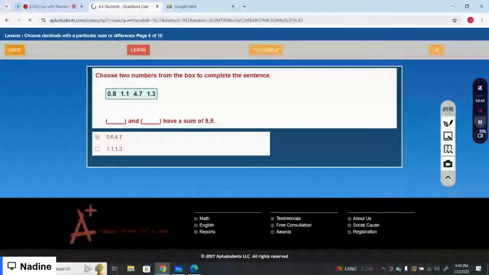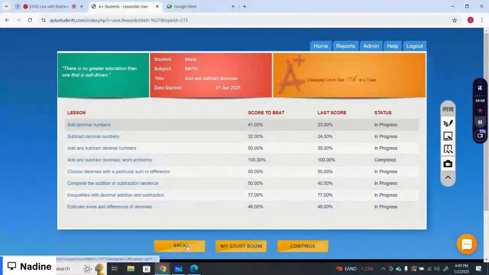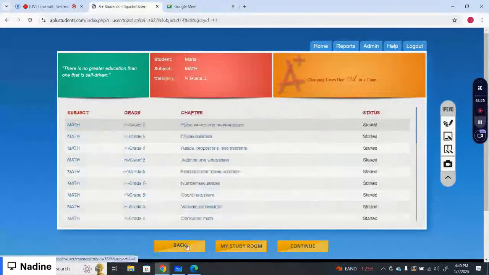So we were working on grade 5 math. The chapter we were working on is add and subtract decimals. And the lessons we have covered today are add decimal numbers, subtract decimal numbers, add and subtract decimal numbers, and choose decimals with a particular difference. So please make sure that for the next session you complete all the practice questions for the lessons we just did. That is your homework until next session.